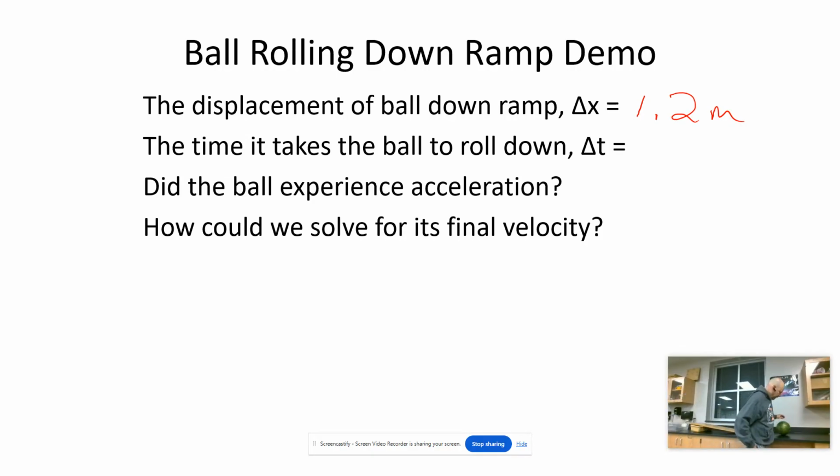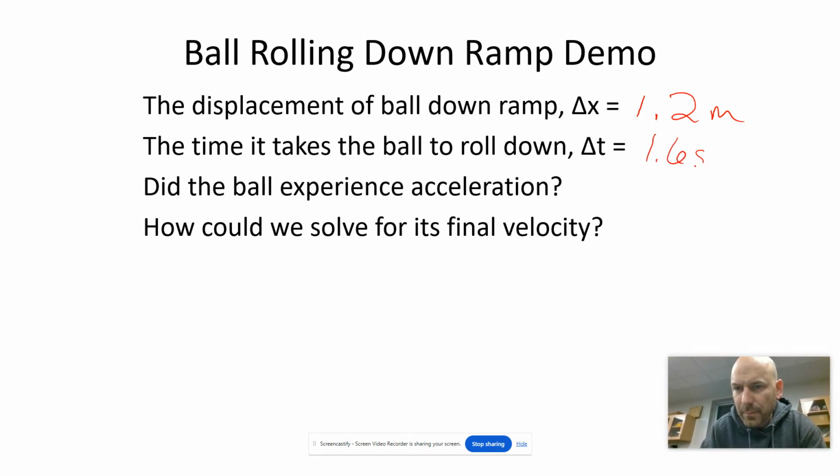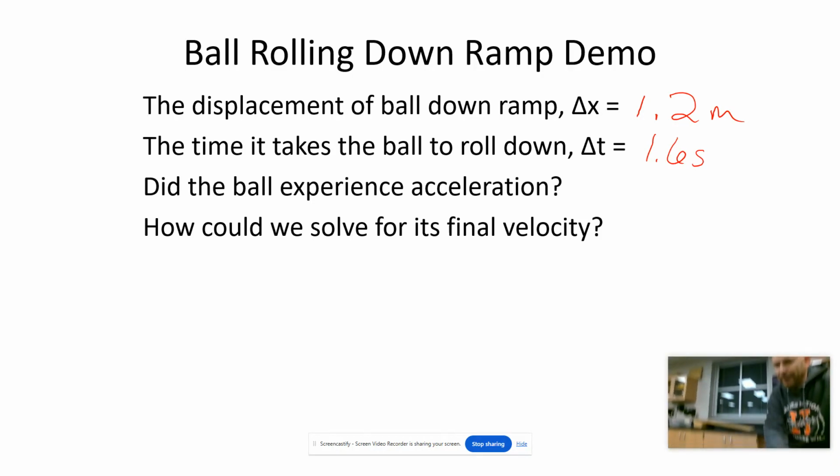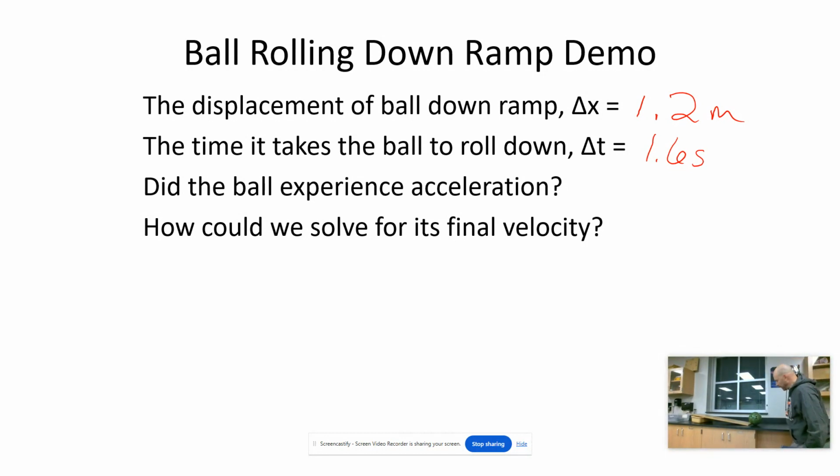Okay. That was 1.6 seconds to go down there. Did the ball experience acceleration? Well, yeah. I mean, it started at rest and then it wasn't at rest, so it had to have changed. Actually, it was speeding up the entire time. So, how could we solve for this final velocity? What I want to know is how fast is it going right at the end? How fast was that ball moving right at that location?